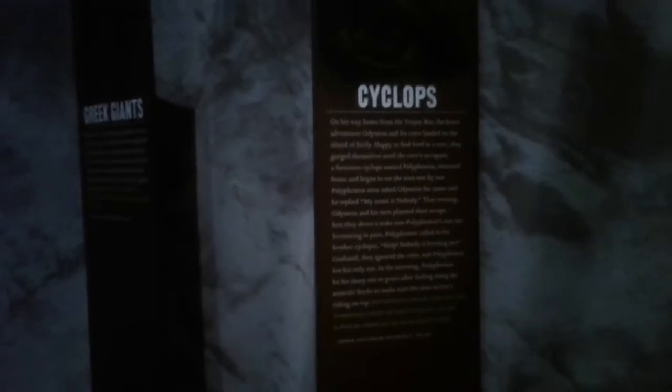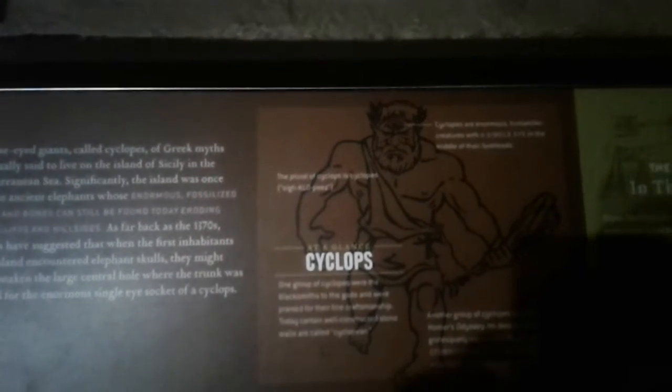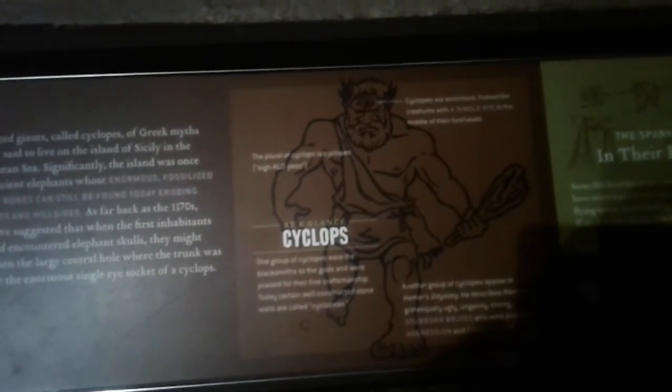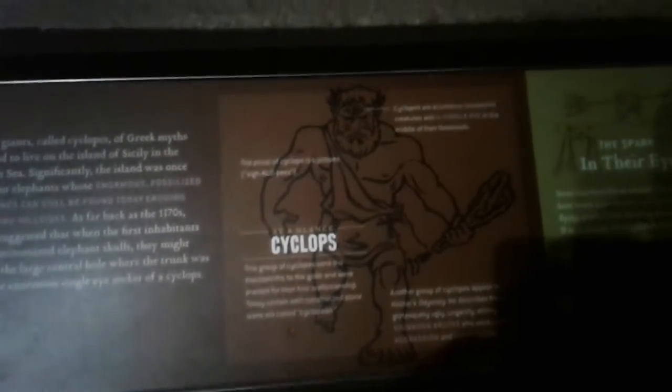And cyclopses were mentioned by Odysseus, and his crew landed on an island in Sicily. They ran into the Cyclops Polyphemus, and supposedly they were the children of Poseidon. But let's see how they actually got to this point.